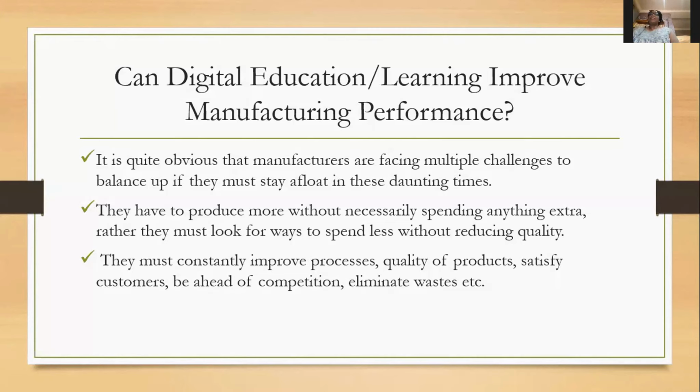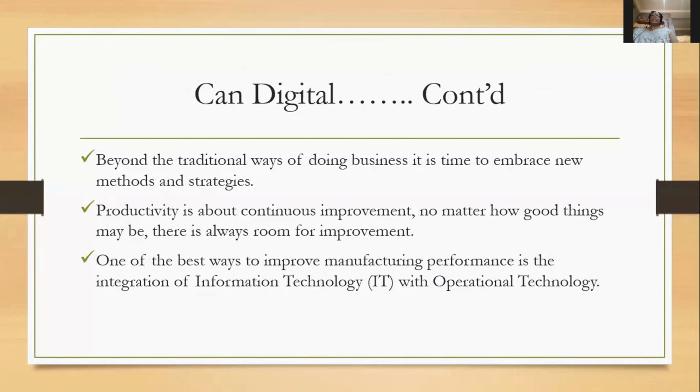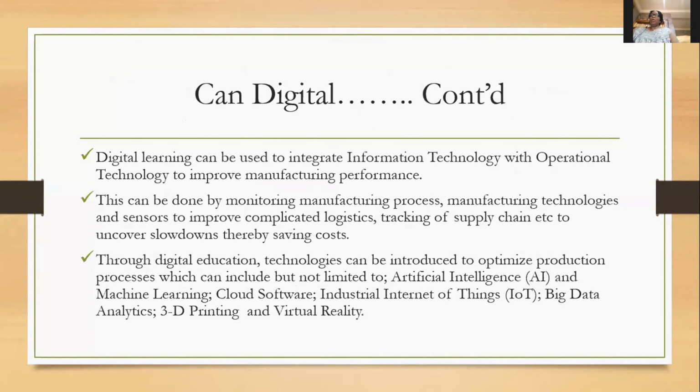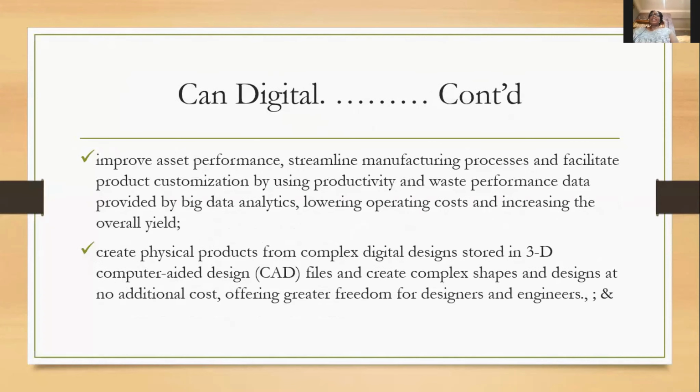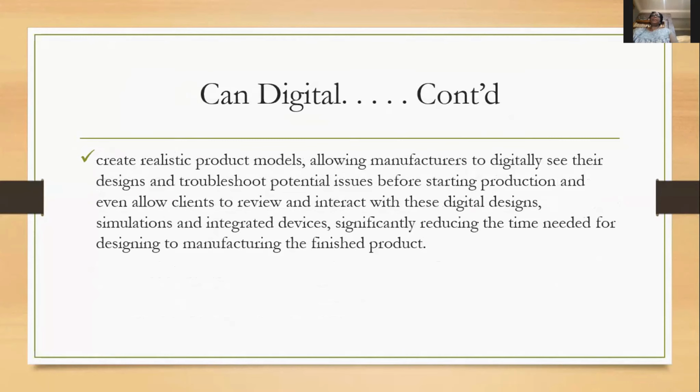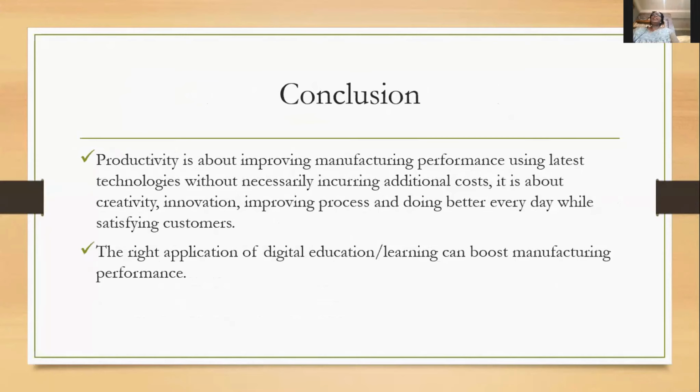So one way manufacturers can do this is to integrate information technology with operational technology. And digital learning is one of the ways. Since my time is quite short, I may not be able to go into all that I have in the slide, but the bottom line is that for us to be able to use the new technologies, like 3D printing, artificial intelligence, machine learning, cloud software, industrial Internet of Things, we need to use digital learning, digital education to achieve that.